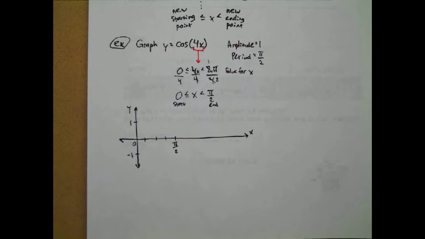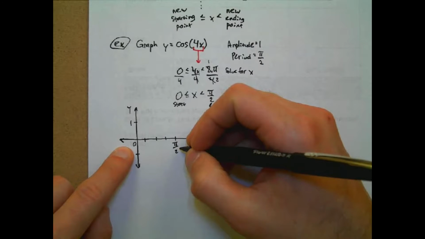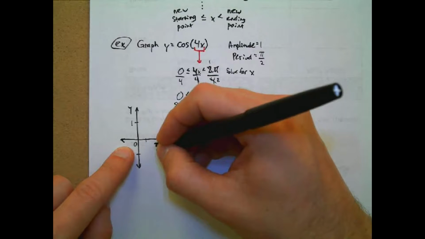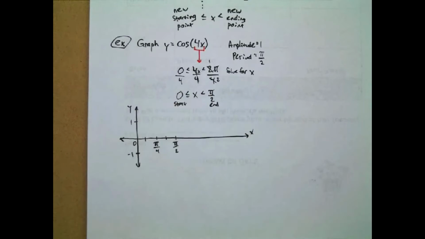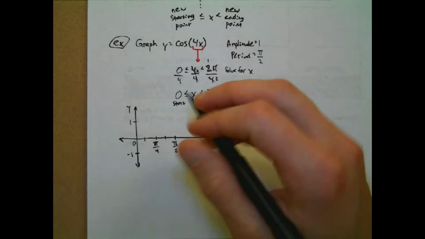Okay, well, halfway between 0 and pi over 2. Can anyone calculate that in their head? Pi over 4, yeah. Okay, pi over 4. Again, if you're not sure how to do that, just do 0 plus pi over 2 and then divide by 2. And that gives you pi over 4.